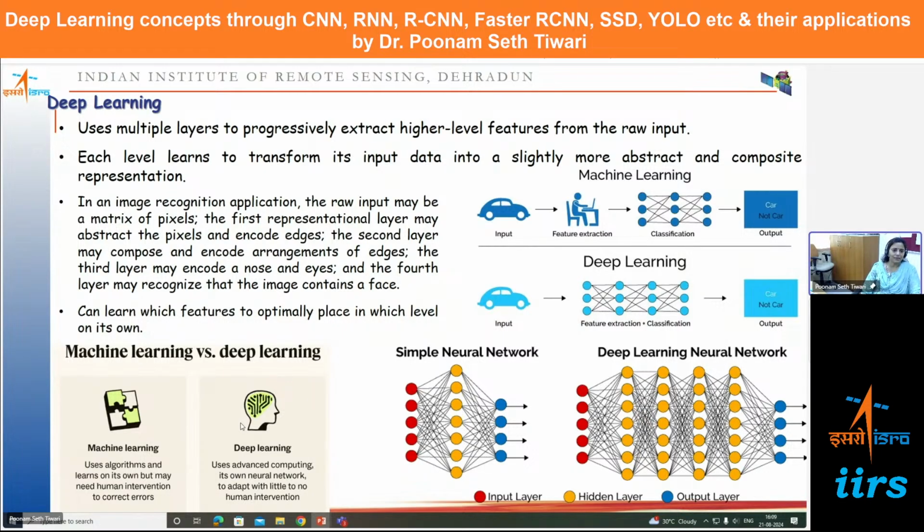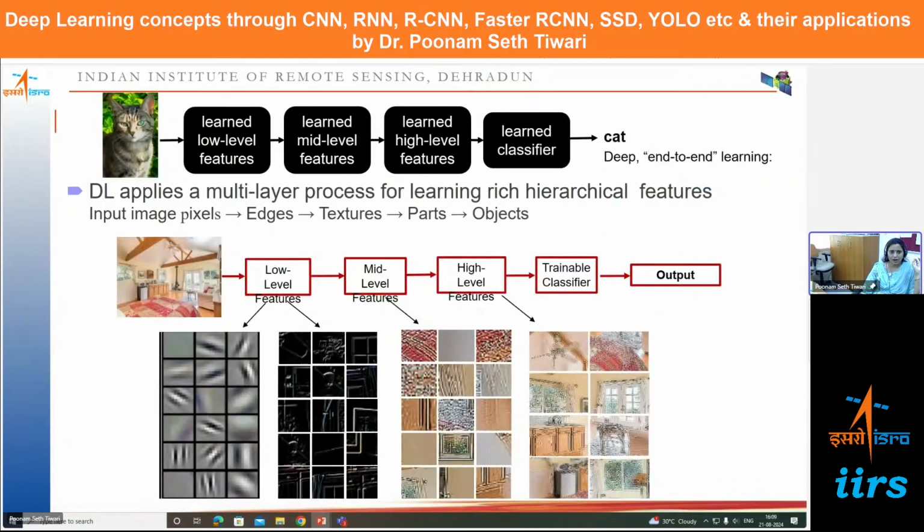In machine learning, we use algorithms that learn on their own, but they might need human intervention to correct the errors. In deep learning, the advanced computation is done based on neural networks. First of all, we'll talk about this and then we'll go to neural networks. We have already said that in deep learning, successive layers go on learning or extracting the features. Suppose we have given an image of a cat.